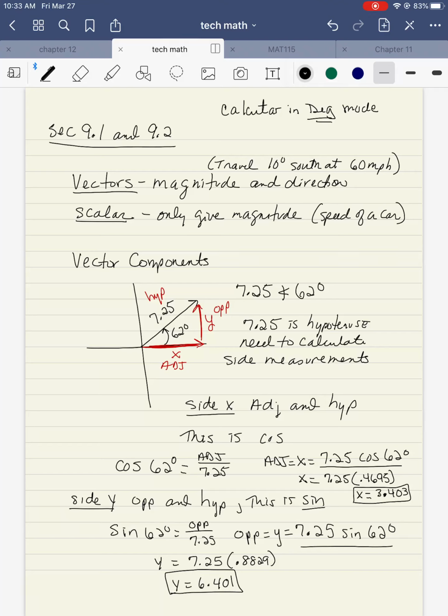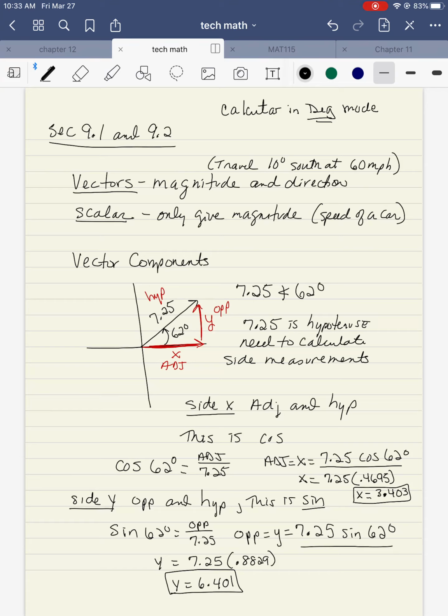Section 9.1 and 9.2. For these sections, make sure your calculator is in degree mode when you're going through any of these calculations. Section 9.1 and 9.2 introduces vectors and scalars. A vector has magnitude and direction, such as traveling 10 degrees south at 60 miles per hour. That's the direction with the magnitude. The magnitude is the speed. A scalar only gives the magnitude, meaning it would just give the speed of the car.